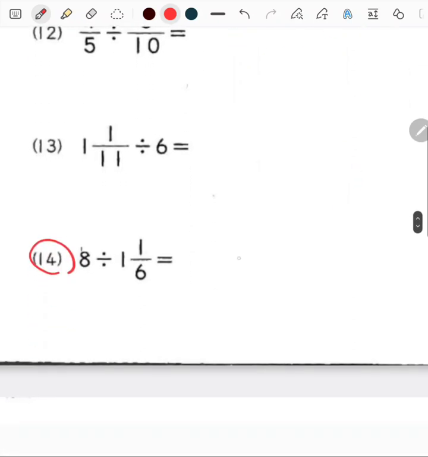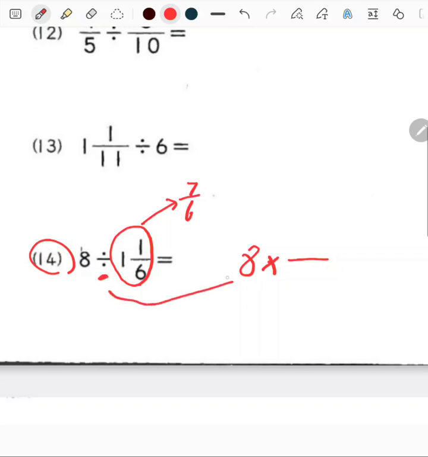Question number 14. The 8 remains unchanged. Multiply by, so now this is the tricky part. Can you try changing this into an improper fraction first, which is 7 over 6. And then because this is division, we change to multiplication. So I'm gonna give you guys 5 seconds to think about what we should do. Okay? All right, we'll come back.